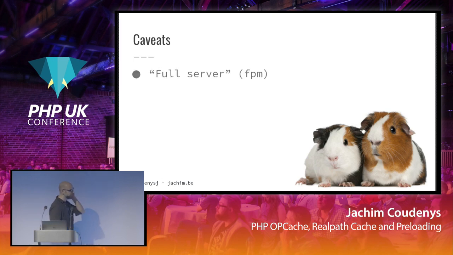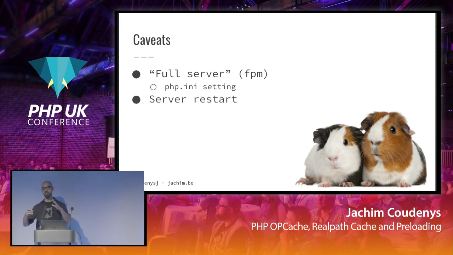So there are some things that you have to keep in mind. We have a .ini setting, so it's for a complete server. So if you are running multiple applications on a single server, this won't work, because the preloading is for a complete installation. And you don't have any functions to reset the preloading memory. Because it is a file which is executed before we start accepting requests, you have to do a full restart to empty the memory of the server. So you really have to keep that in mind.